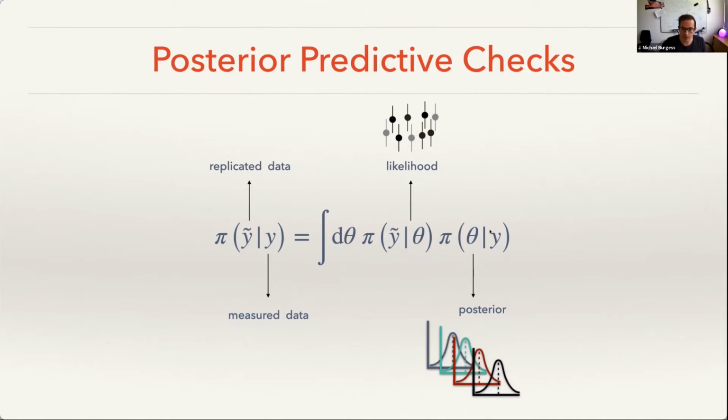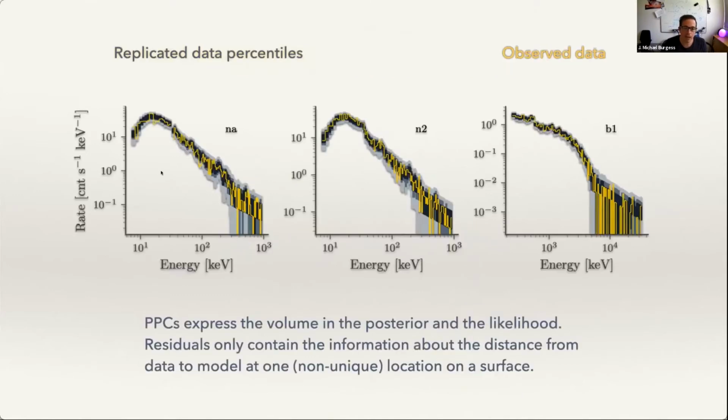We take our posterior that we got from conditioning on the data, fitting, and then we generate new data with the Poisson likelihood, and that's how we arrive at this distribution. The idea here is that the future data from the model that we fit should look like the data that we observed. One way to look at this is like this. This is an example of a fit to GBM spectra, 3 different detectors. The observed data are in yellow, and the replicated data, this posterior predictive distribution, are these gray shaded regions here.